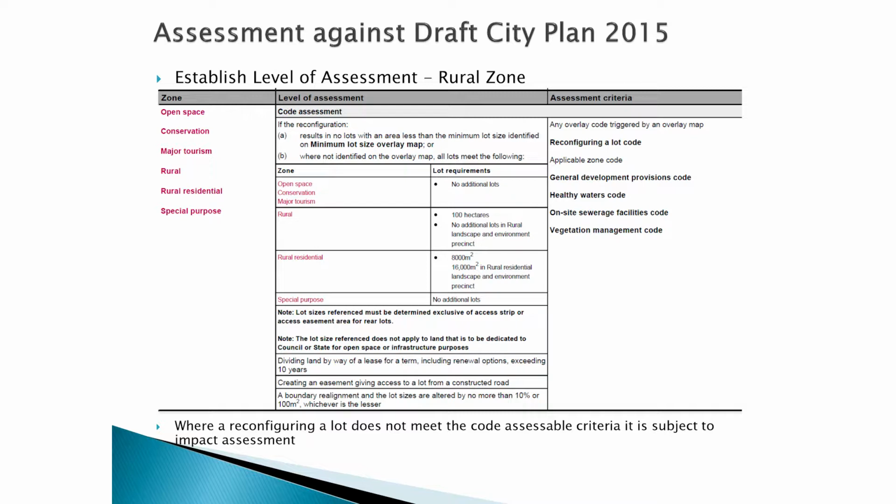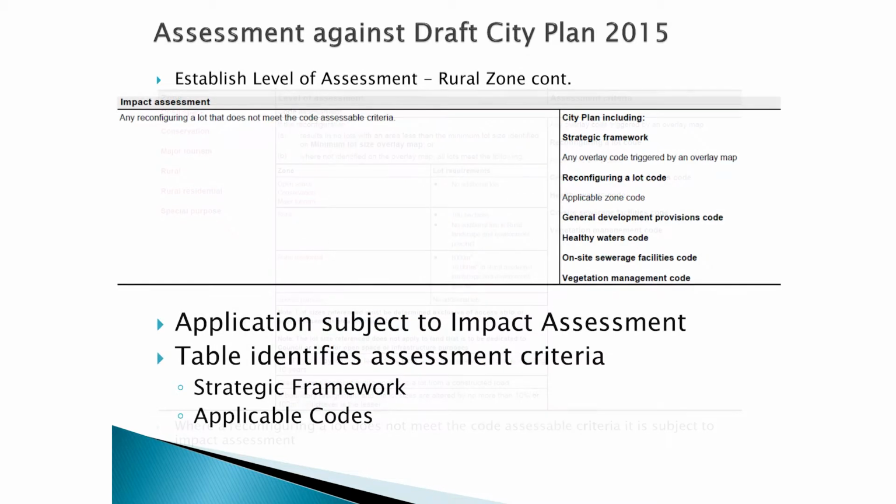And don't forget, these are the relevant assessment criteria for us to go through. So the application triggers impact assessment. Quite clearly, even with the limited assessment we've already done, there's not a lot of support for a subdivision on this site. So the table identifies assessment criteria. Up the top is the strategic framework. So, to reiterate, that's the first thing we look at. After the strategic framework, we'll get into the applicable codes.